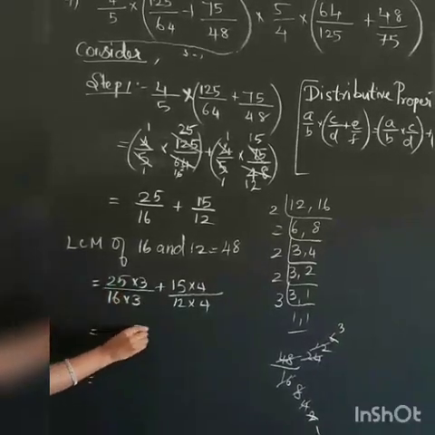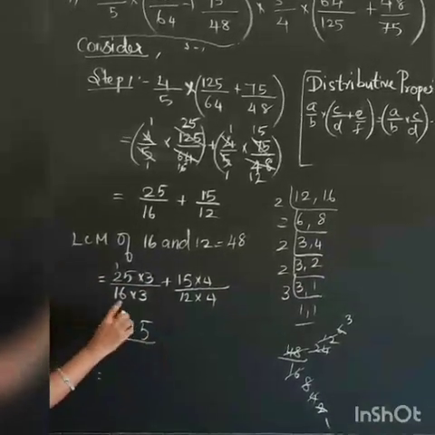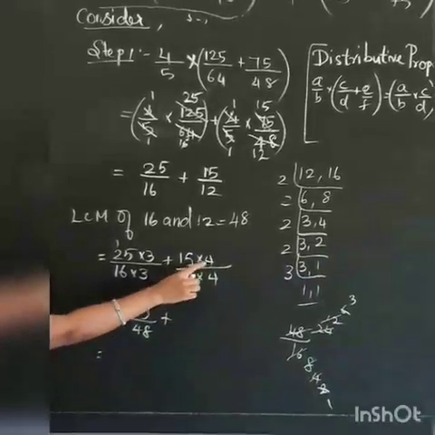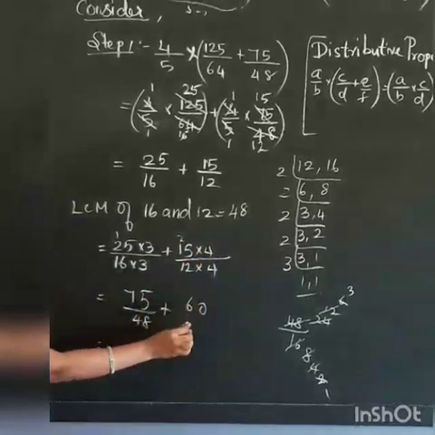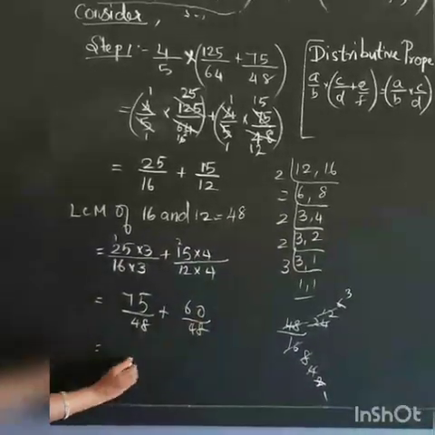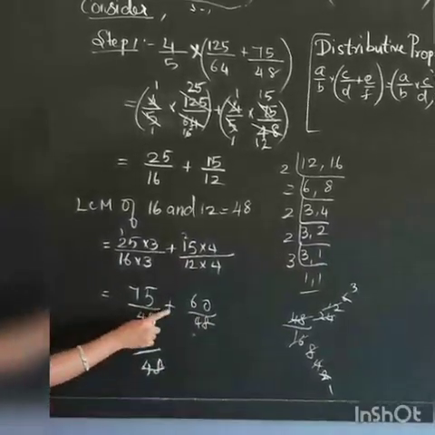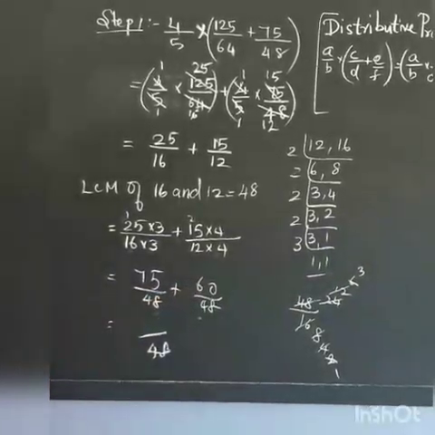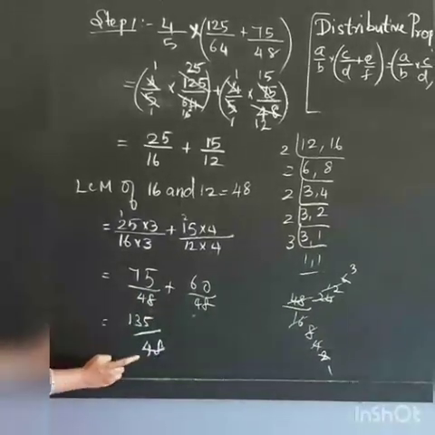5 3s are 15, remainder 1, 2 3s are 6, 6 plus 1 is 7. So 75 by 16 3s are 48. In between plus symbol. Here 5 4s are 20, remainder 2, 1 4s are 4, 4 plus 2 is 6, so 60 by 12 into 4 is 48. So your denominator is now same. So denominator is 48. See, plus symbol means you should add. So 75 plus 60 is what? 135. So 135 by 48.